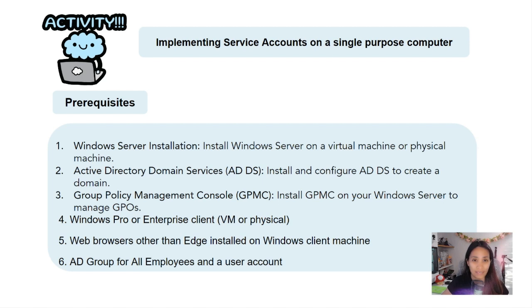You should have all of this set up and installed first before doing this activity, because you won't be able to follow along if you don't have this yet. You should have Windows Server installed, Active Directory Domain Services installed, especially Active Directory Users and Computers. You should have GPMC. You should have a Windows client, which is a Pro or Enterprise, that is joined to the domain. You should have web browsers other than Microsoft Edge.